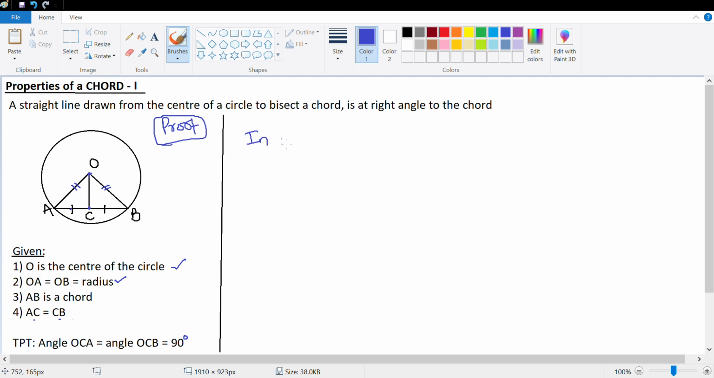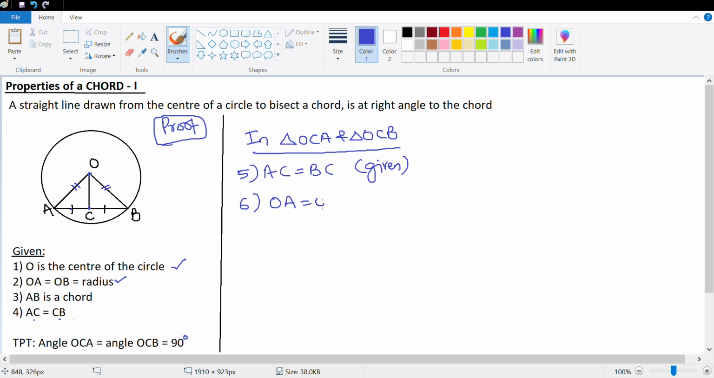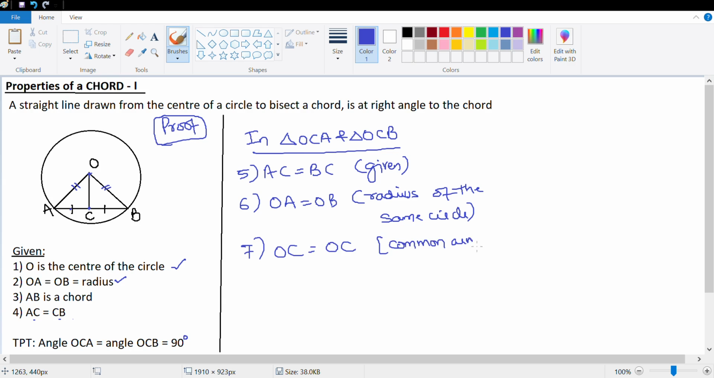So let's look at trying to prove these two triangles congruent. So in triangle OCA and triangle OCB, what I have is AC is equal to BC. This is given. Next is OA is equal to OB, which is a radius of the same circle. Both of them are radius of the same circle. And then the last point would be OC is equal to OC, which is common arm, which means I can prove these two triangles congruent by SSS test.